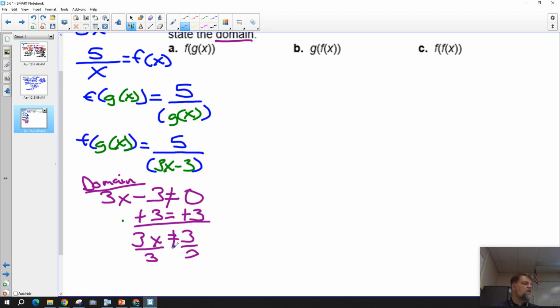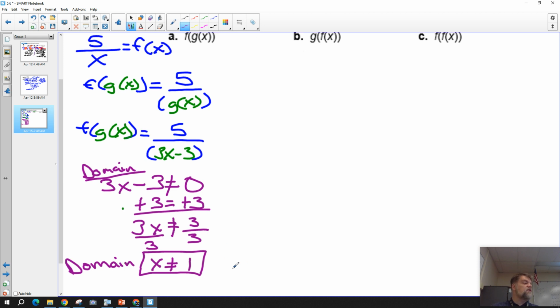Now, I put an equal sign here, but remember, this does not equal or cannot equal. So I get x, that's a poorly written 3, this is 3 over 3, cannot equal, what's 3 divided by 3? 1. So for your domain, x is all real numbers, but x cannot equal 1. Does that make sense?